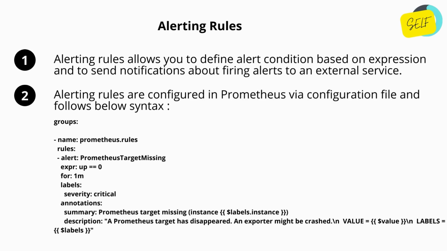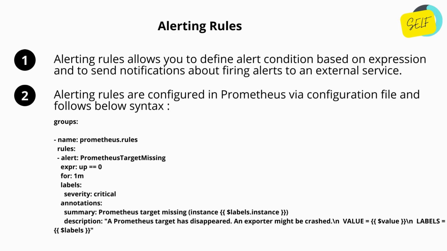Now inside group, I've given the group name as Prometheus.rules. It can be anything. Below that, you can see rules. This is the section where we actually specify the alerting rules. The very first rule we have created is for Prometheus target missing. The Prometheus target missing is the alert name here. For the expression, we have used up equals to 0.